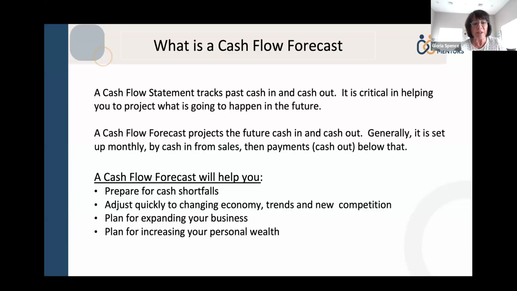Alrighty, so what's a cash flow? We're going to focus on the cash flow report that shows the actuals and the future. So what does a cash flow forecast do? How does it help you? Well, it's going to prepare you for cash shortfalls. It's going to tell you when you're going to run out of money before you run out of it, so you can do something about it.